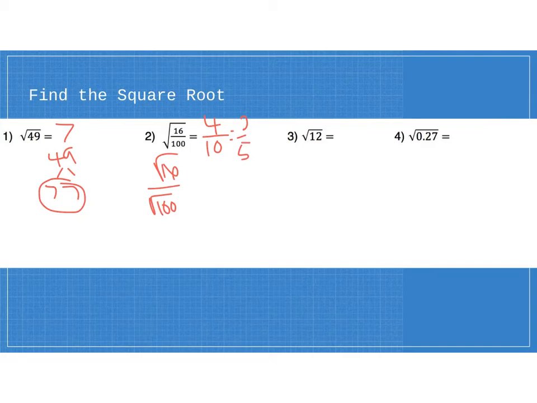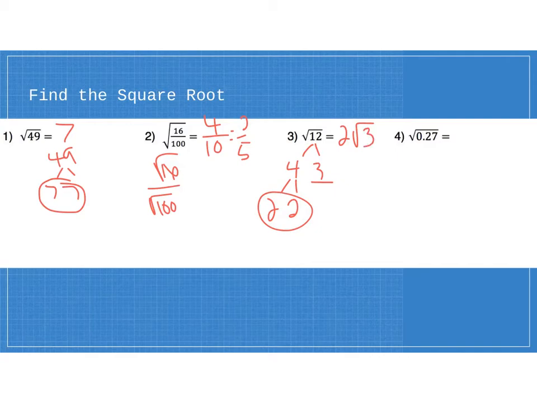Now 12 isn't a perfect square, so we need to really break that one down. So we get 4 and 3. 4 breaks down to 2 and 2. There's my pair that I can pull out. So I get 2 square root, and that 3 is left on the inside.